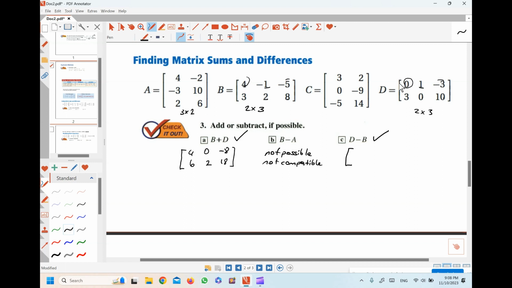So D, 0 minus 4, which is minus 4. 1 minus minus 1, which is 2. Negative 3 minus minus 5, which is also 2. We are done with the first row. Second row, 3 minus 3, 0. 0 minus 2, negative 2. 10 minus 8, 2. So this is the result of this subtraction. So we just have to subtract corresponding entries. When there is addition, add corresponding entries.